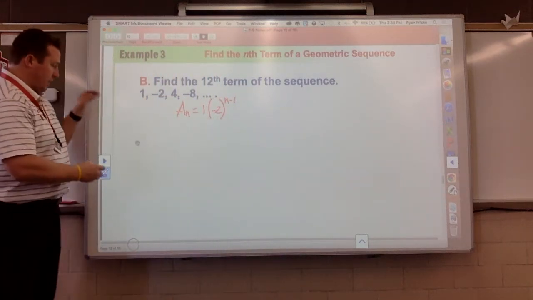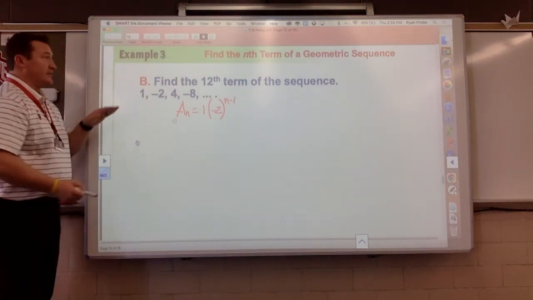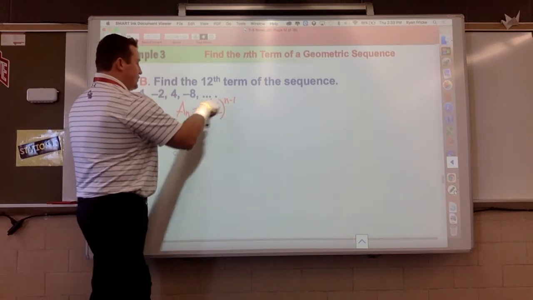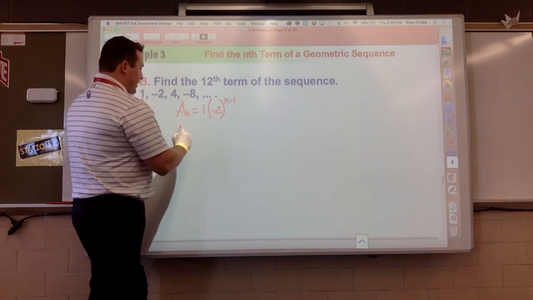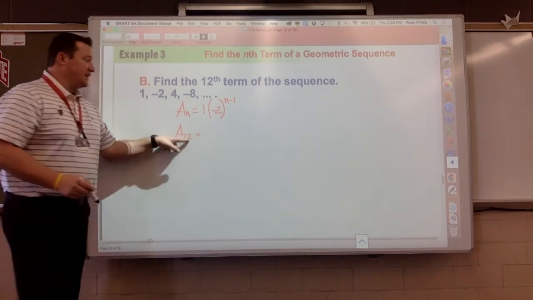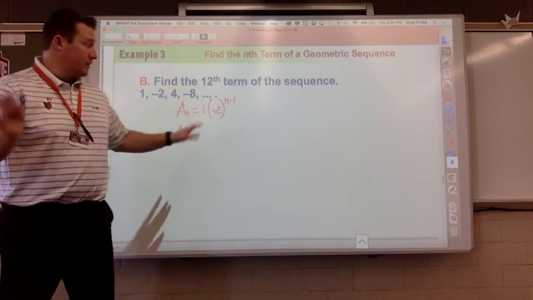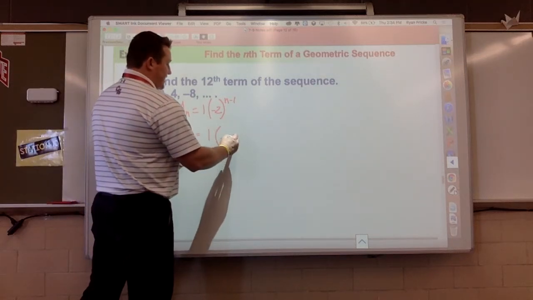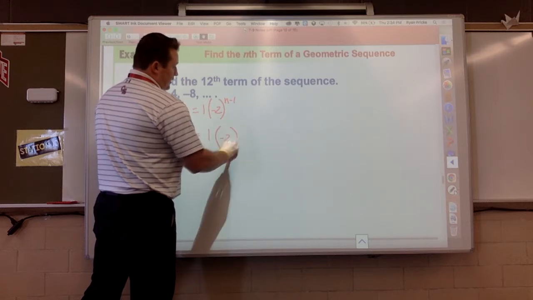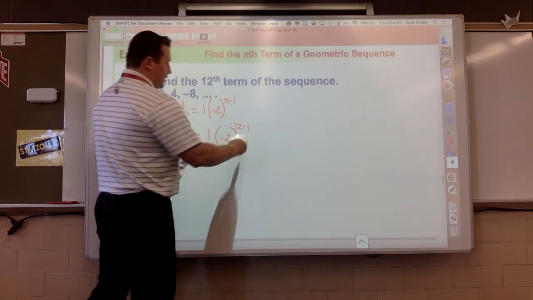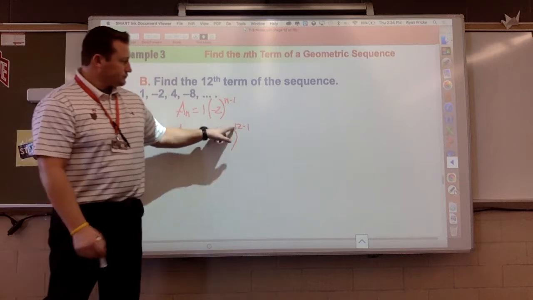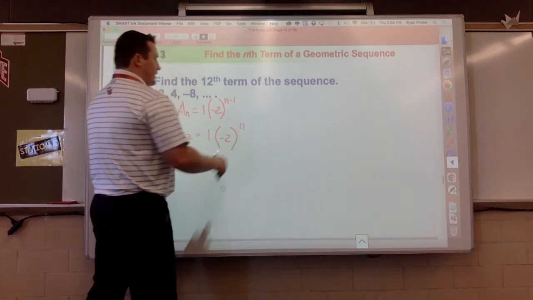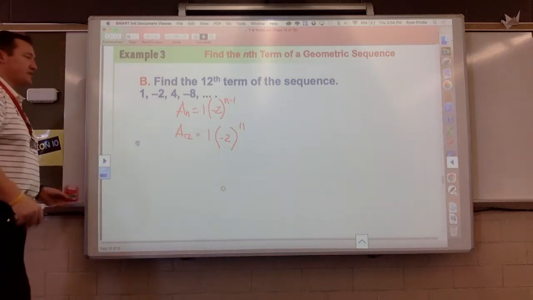Got it. Okay. If we want to find the 12th term, that means n is the number 12. I see 2 n's. I will replace each one with 12. And guys, A12 just means the 12th term. That's all it means. So the 12th term is equal to 1 times negative 2 to the n minus 1 power. Okay? 12 minus 1, I believe that to be 11. There you go.